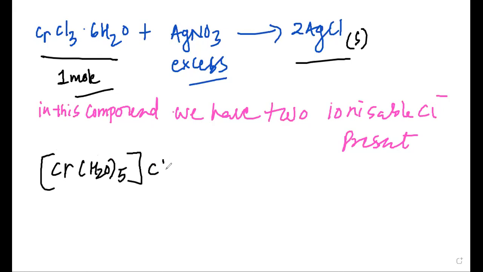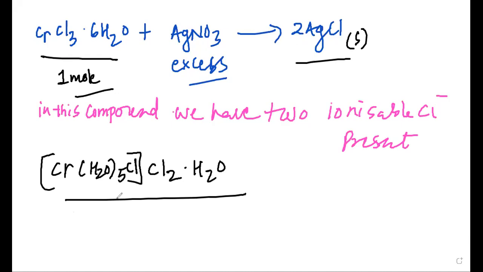Then there is Cl2 outside, and one H2O molecule is present in this way. So this compound should be this. Sorry, one Cl is there inside. So there are 2 Cl available outside. So this compound is this.